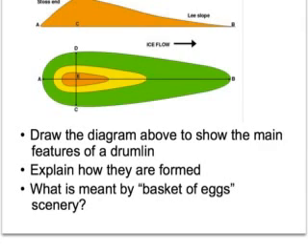Then have a think what is meant by basket of eggs scenery. Go back to that photo of all the drumlins together. The first people who described drumlins saw landscapes like this, and they look like a whole series of eggs laid on their side, all facing the same direction. So drumlins are usually found not as individual features, but as a swarm of drumlins, creating what we call basket of eggs scenery.